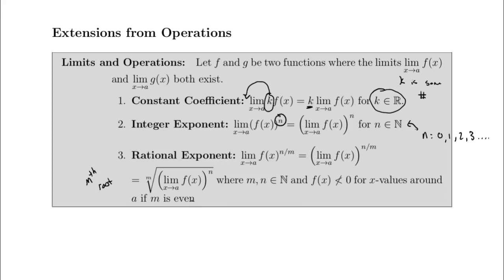The only tricky thing is that if m here is even, if you have an even root, we've got to make sure that there's not negative stuff underneath. So we just have to make sure that our function values aren't negative for all the x values around a. That way, as we're approaching from the left or from the right, we don't have any non-real values here. There are some cases where we can think about what that would mean, but for now, we'll just wrap it up this way.